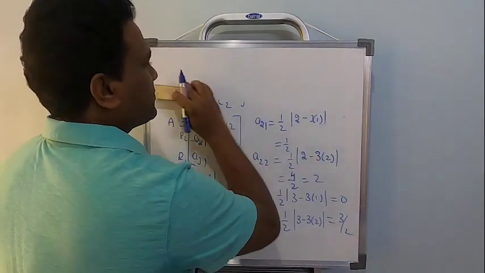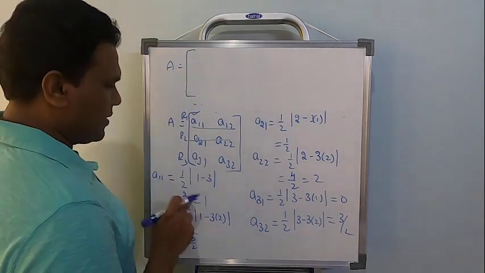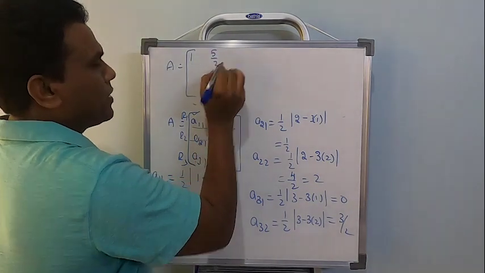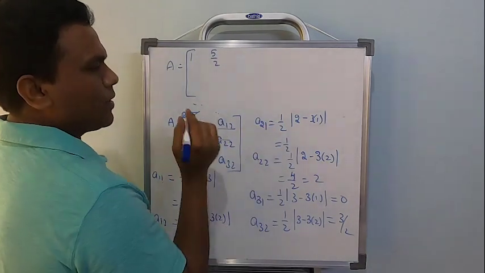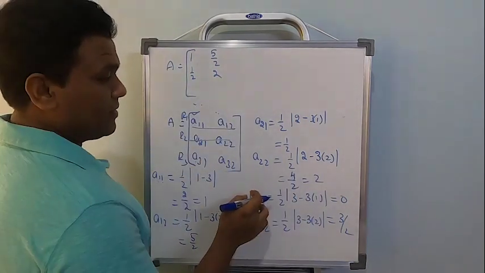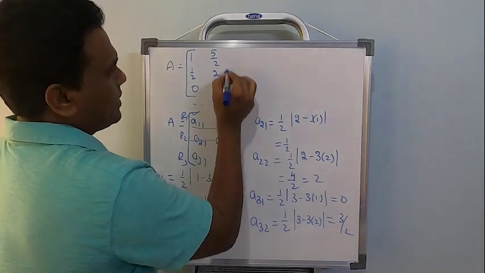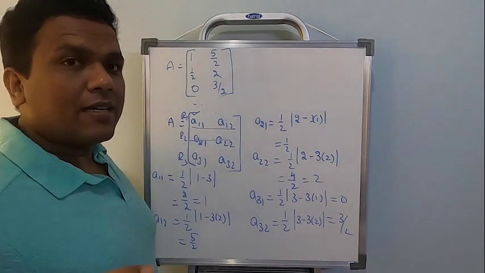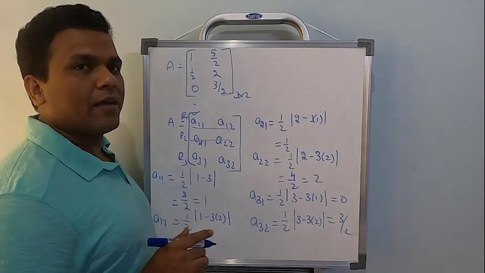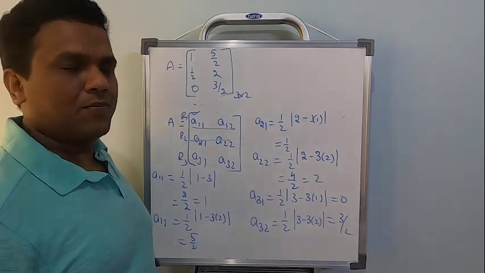So finally, my required matrix is going to be A11 is 1 here. A12 is going to be 5 by 2. The next, A21 is 1 by 2. A22 is going to be 2. A31 is 0 and A32 is going to be 3 by 2. So that is the matrix of order 3 by 2 whose elements are given by Aij is equal to half into mod of i minus 3j.